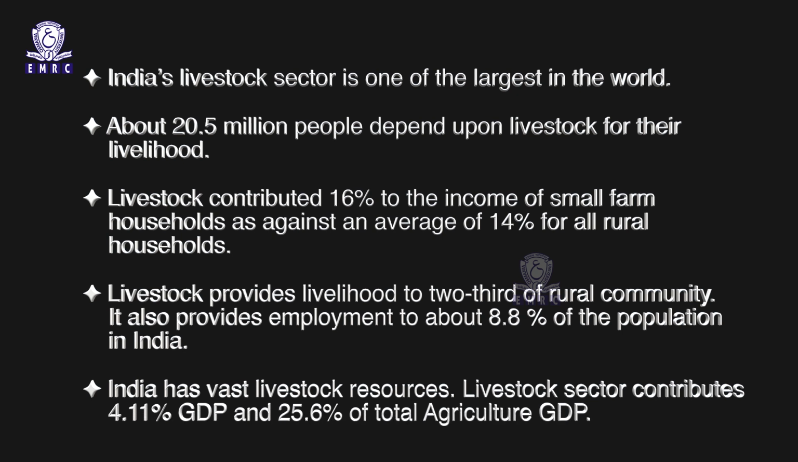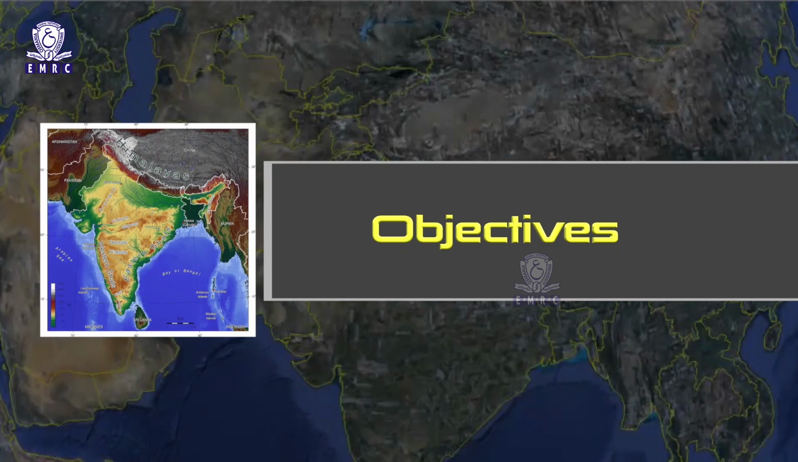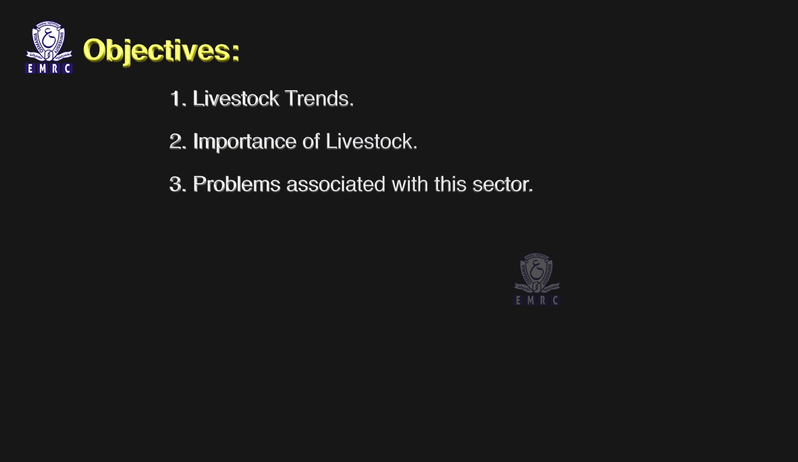India has vast livestock resources. Livestock sector contributes to 4.11% of GDP and 25.6% of the total agricultural GDP. In today's class, we will learn about livestock trends, importance of livestock, problems associated with the sector, government schemes associated with them.